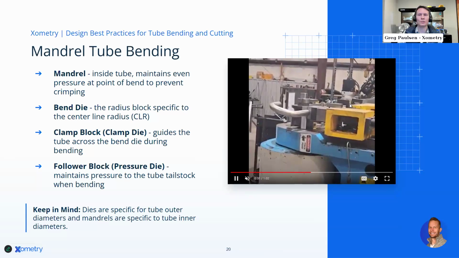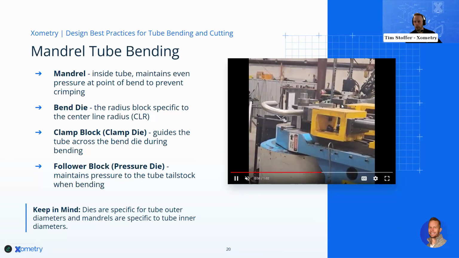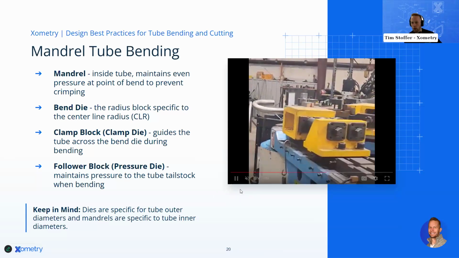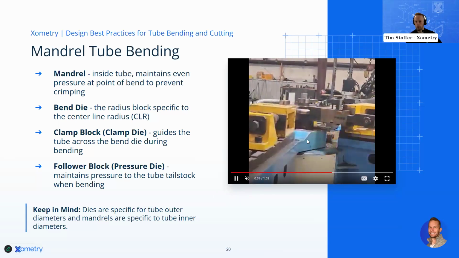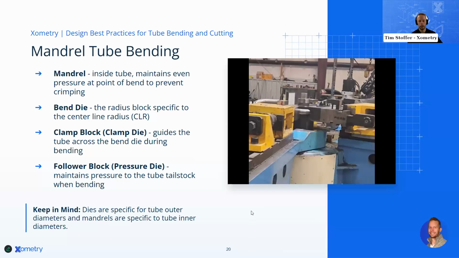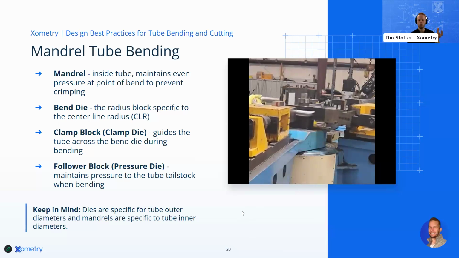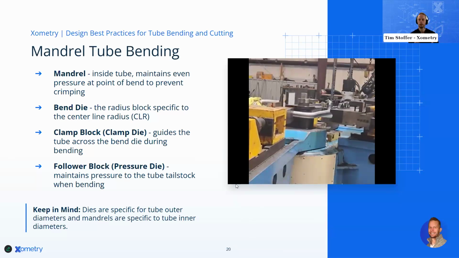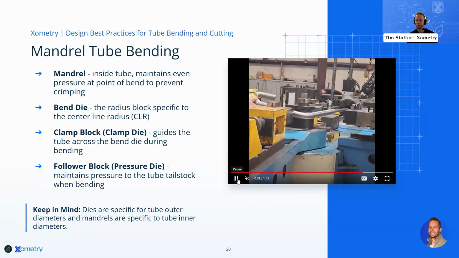You'll see it slightly move back to compensate for stretching. Actually, as it's moving, it moves along the bend tangent. As long as it follows along the bend tangent, it continuously provides back pressure, forcing that tube into the die to help maintain ovality.